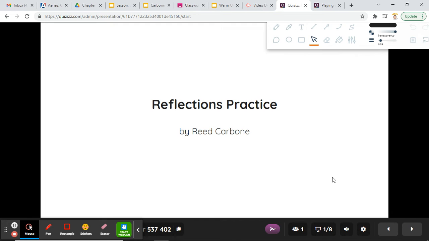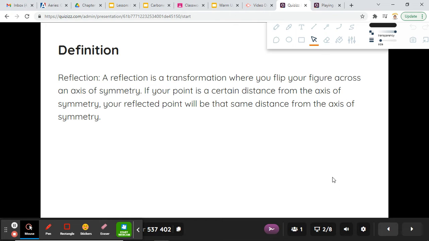Hello, class. Today we're going to be going over reflections, okay? So let's start with our definition. So the definition for today is a reflection.